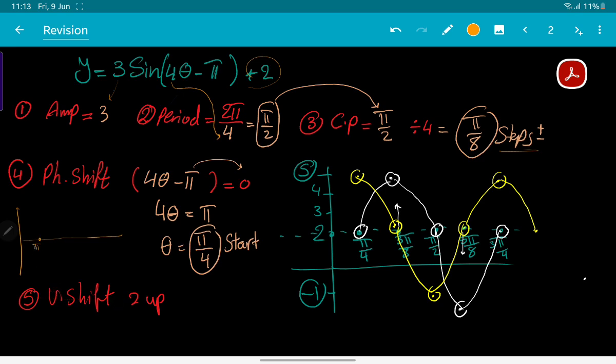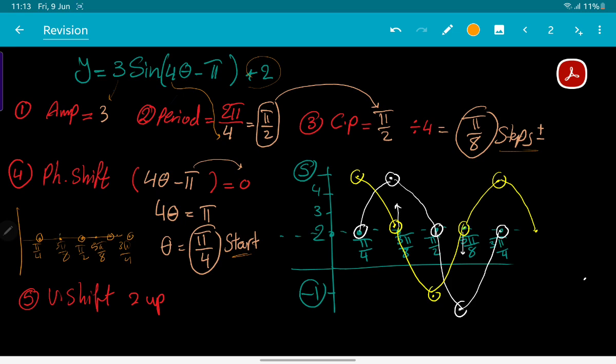This is pi over 4, and to find the next steps, you have to add pi over 8. It will give you 3 pi over 8, pi over 2, 5 pi over 8, 3 pi over 4, and so on. To graph the sine, you start from your phase shift, skip this and take this, skip this and take this, and so on.